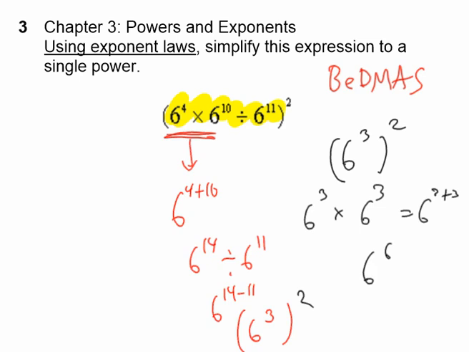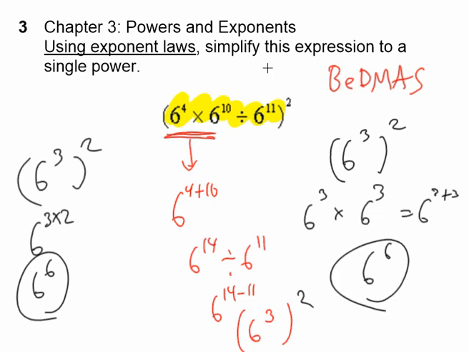Another way we could have done that is say, when we have a power, our rule is, or our law is, keep the base and multiply your exponents. But either way, you end up with a final answer of 6 to the exponent of 6.